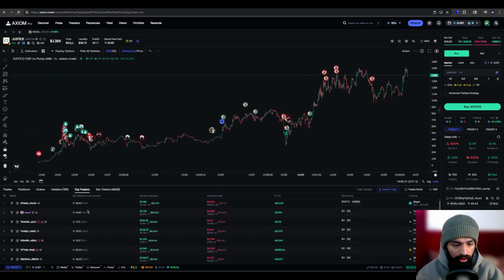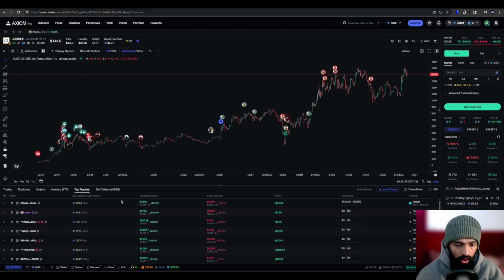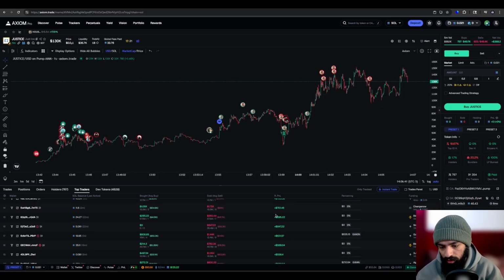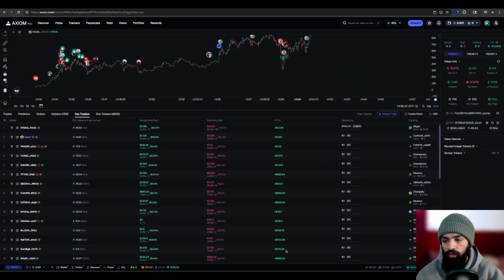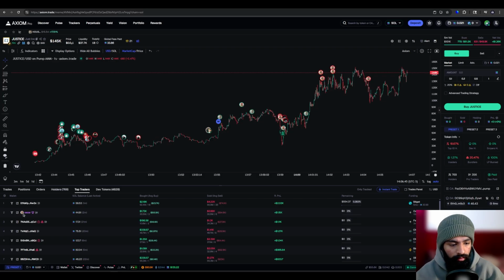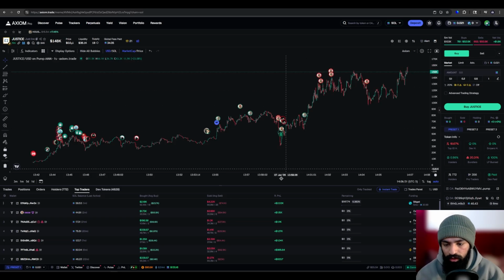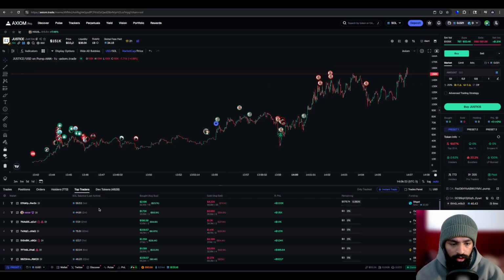If we go into the top traders, this is basically who made the most PNL. So number one, we see 2.22k PNL, then 1.15, and the lower you go, the less PNL they have. So top traders are basically people who have made the most money from this coin. They have really huge SOL wallets, and you can see their average buy and sell.